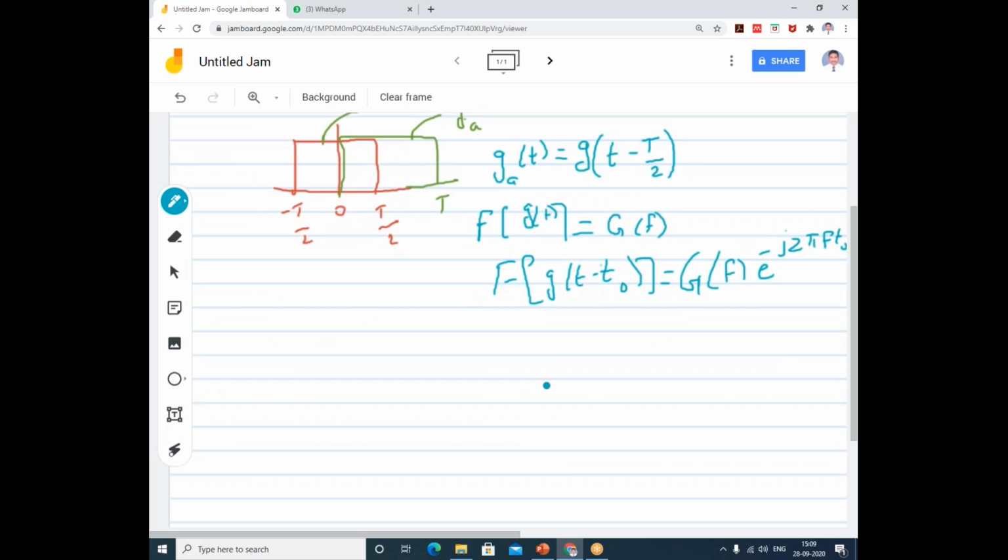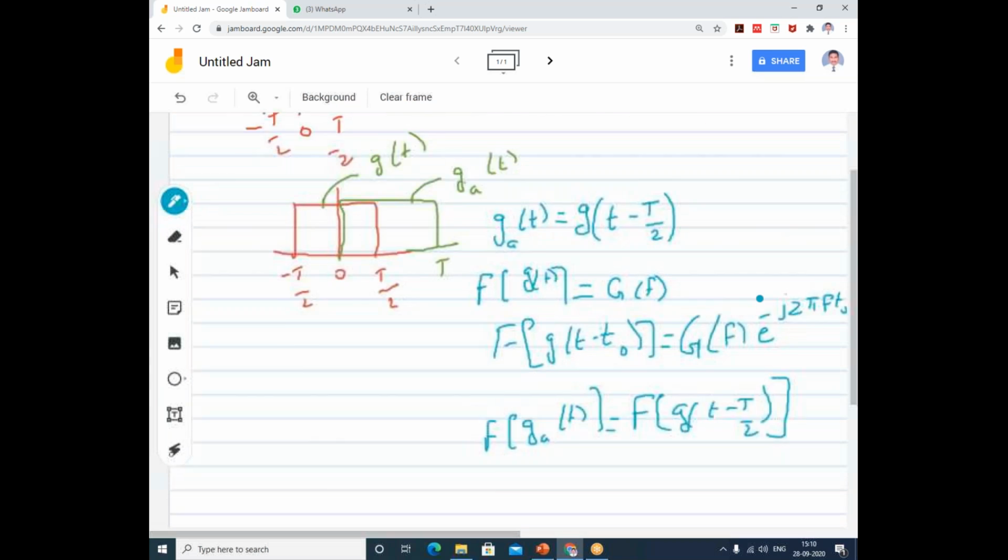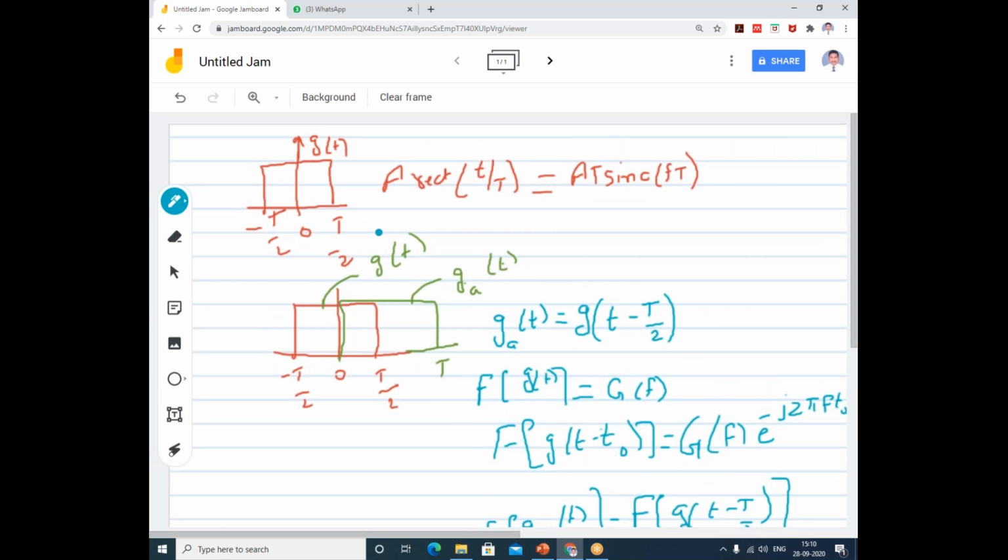So I can write the Fourier transform of g_A of t, which is nothing but the Fourier transform of g of t minus capital T/2. Now from the shifting property, I can write it as G of f into the exponential. Now what is this G of f? G of f is nothing but the Fourier transform of g of t. So this is my G of f.